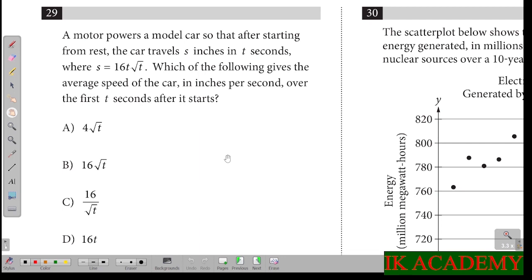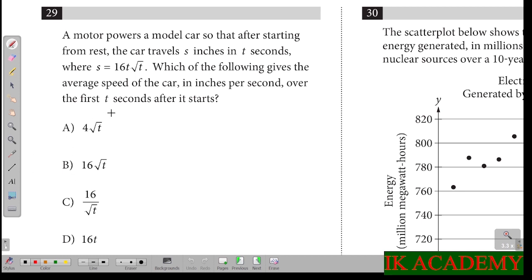Question number 29. It says a motor powers a model car so that after starting from rest, the car travels s inches in t seconds, where s is equal to 16t square root of t. Which of the following gives the average speed of the car in inches per second over the first t seconds after it starts? Here we have the four options.